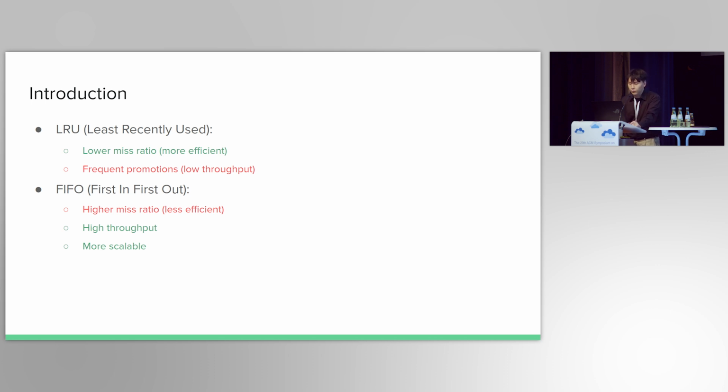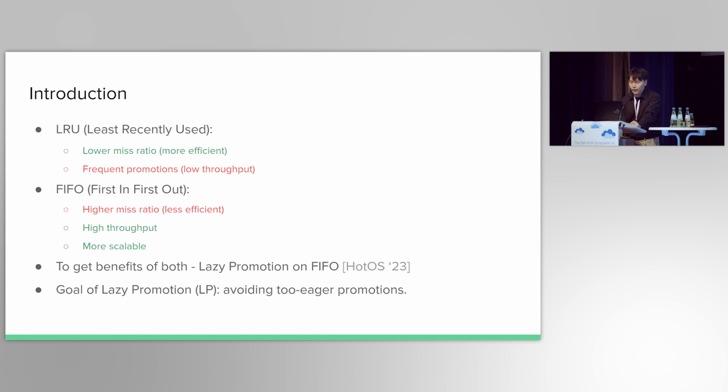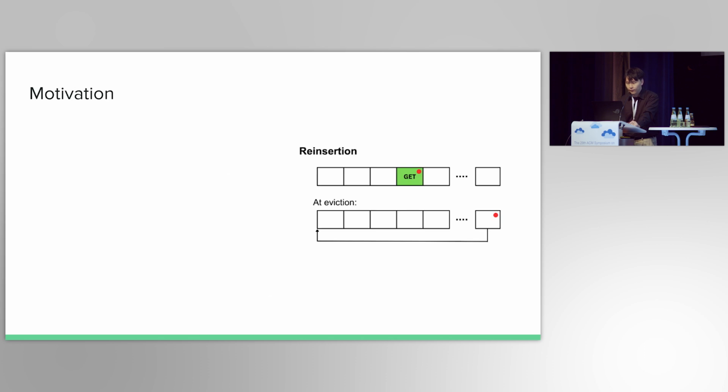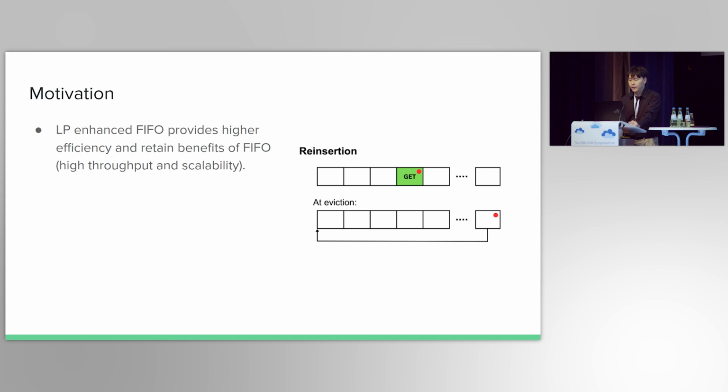So that naturally raises the question of how do we get the benefits of both LRU and FIFO? This led to a previous work, lazy promotion on FIFO. So the high-level concept of lazy promotion is to reduce the number of unnecessary promotions on unpopular objects while promoting and keeping the popular objects in the cache as much as possible. From previous studies, it has been concluded that lazy promotion enhanced FIFO is able to provide higher efficiency while retaining the high throughput and scalability benefits of FIFO.